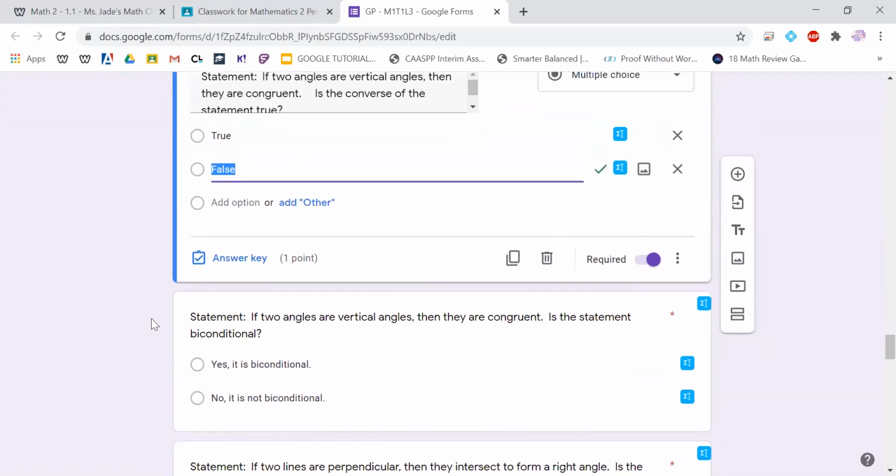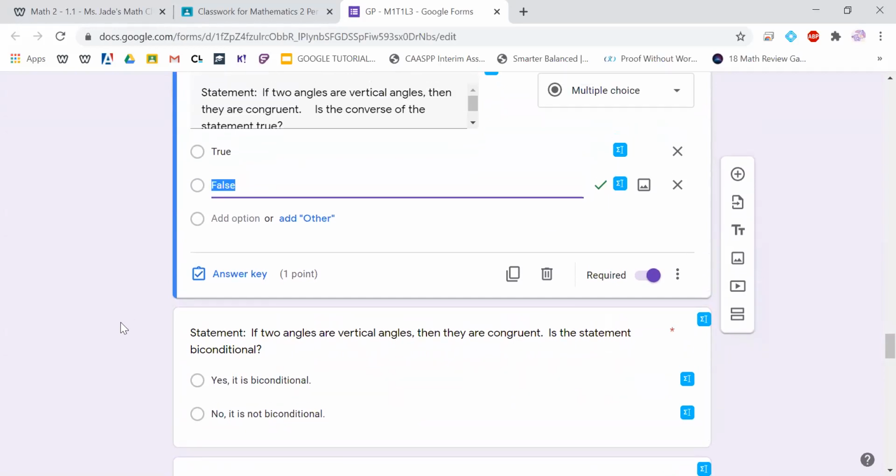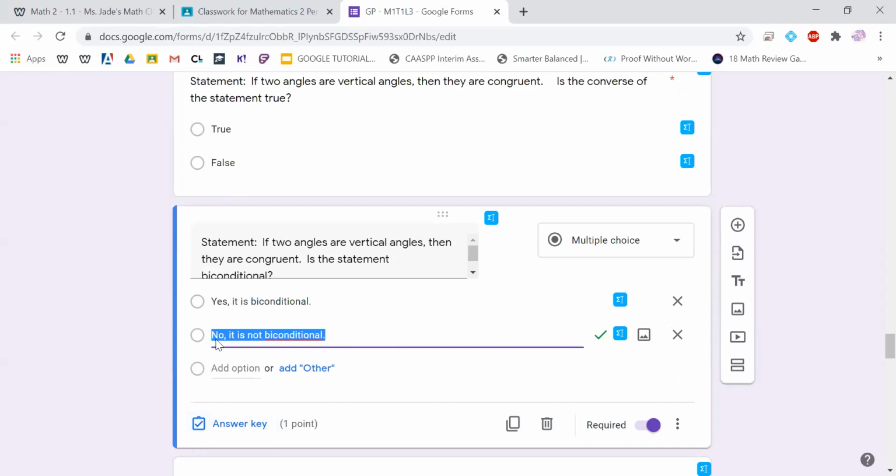Last but not least, if two angles are vertical angles, then they are congruent. Is this statement biconditional? Yes. So biconditional means the converse is true. Did we say our converse was true? No, we didn't. So it's not biconditional. I can't click it, but you can click it. It is not biconditional. So biconditional is when your original and your converse are both true, but here we only have the original being true. Our converse was false. So immediately, since our converse is false, it is not biconditional. Okay?